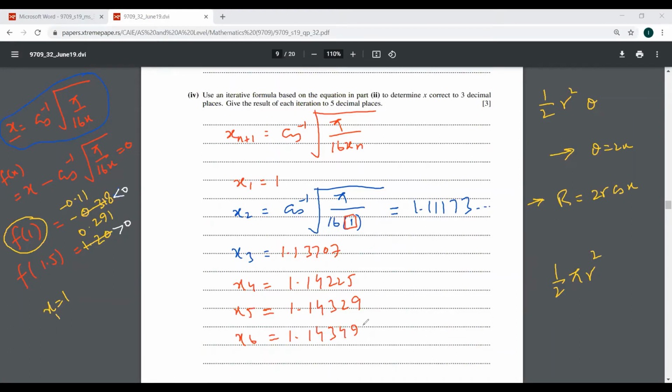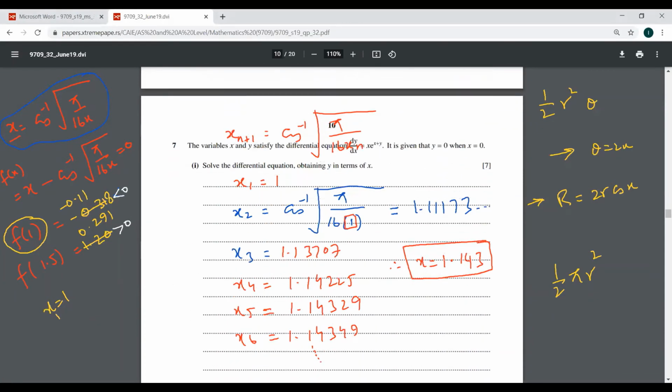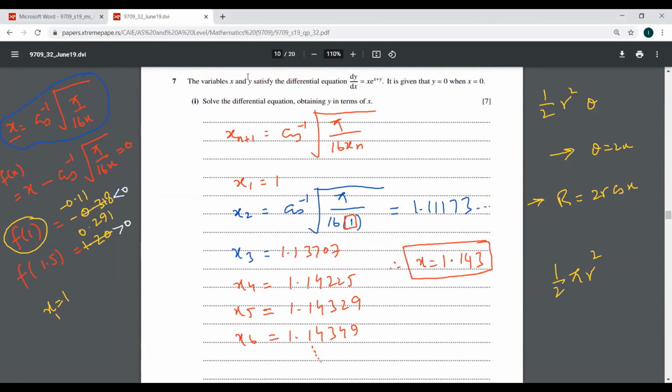Okay. So then you can say, hence, therefore, the root is going to be 1.143, correct to 3 decimal places. That is your x here. Okay, you can show dots here. So that was the end of this question number 6, I think. Yes, and now we move on to the 7th question.